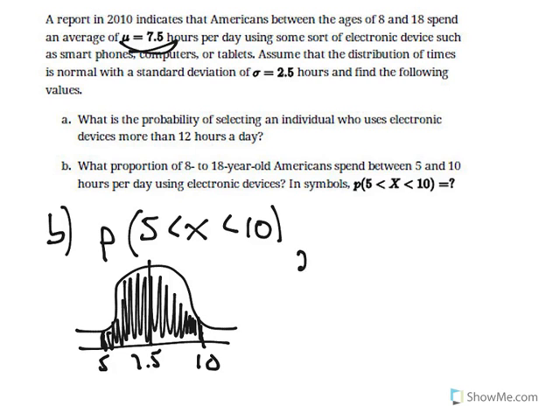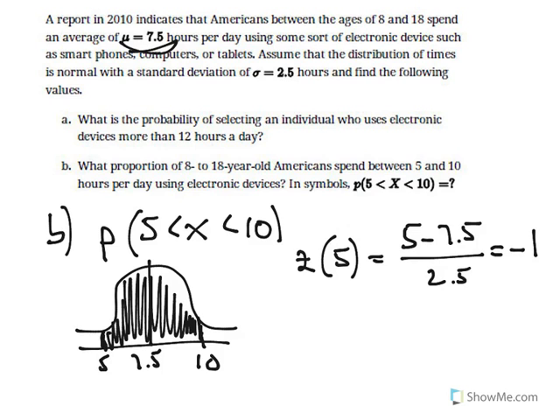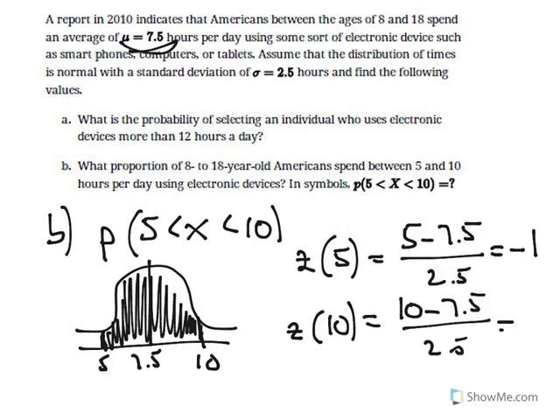So now we have to get two different Z's. We have to get a Z of 5. So again, we know that is 5 minus the mean over the standard deviation. In this case, we get a -1 z-score, and then the z-score for the value of 10 is 10 minus the mean 7.5 over the standard deviation of 2.5, and that's going to be +1.